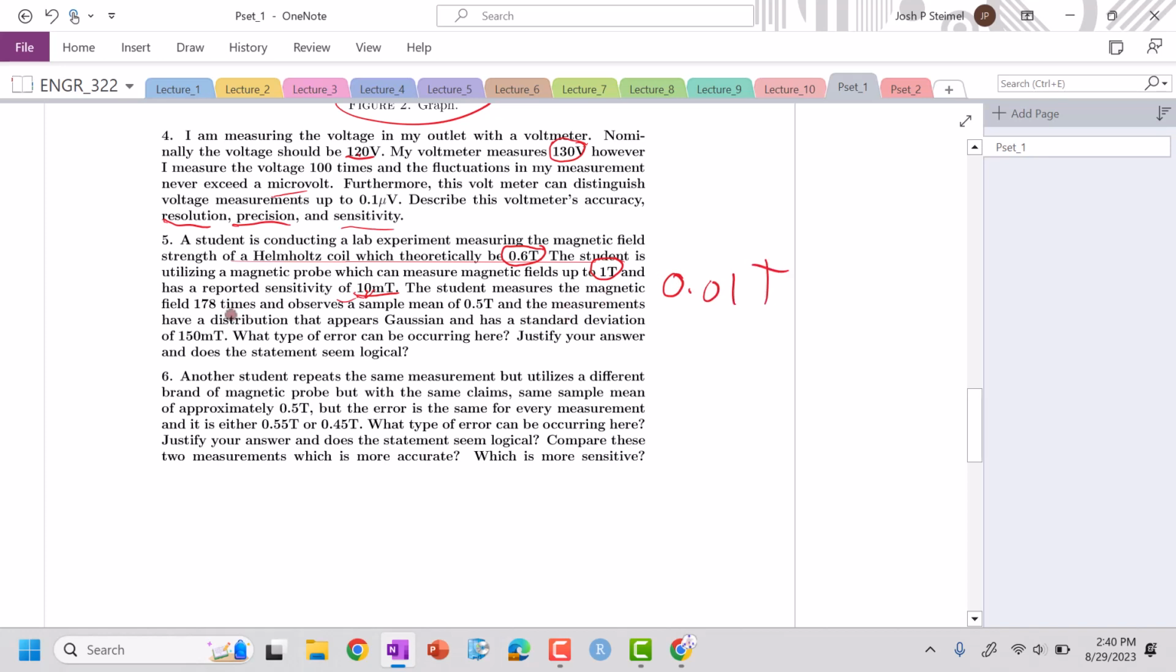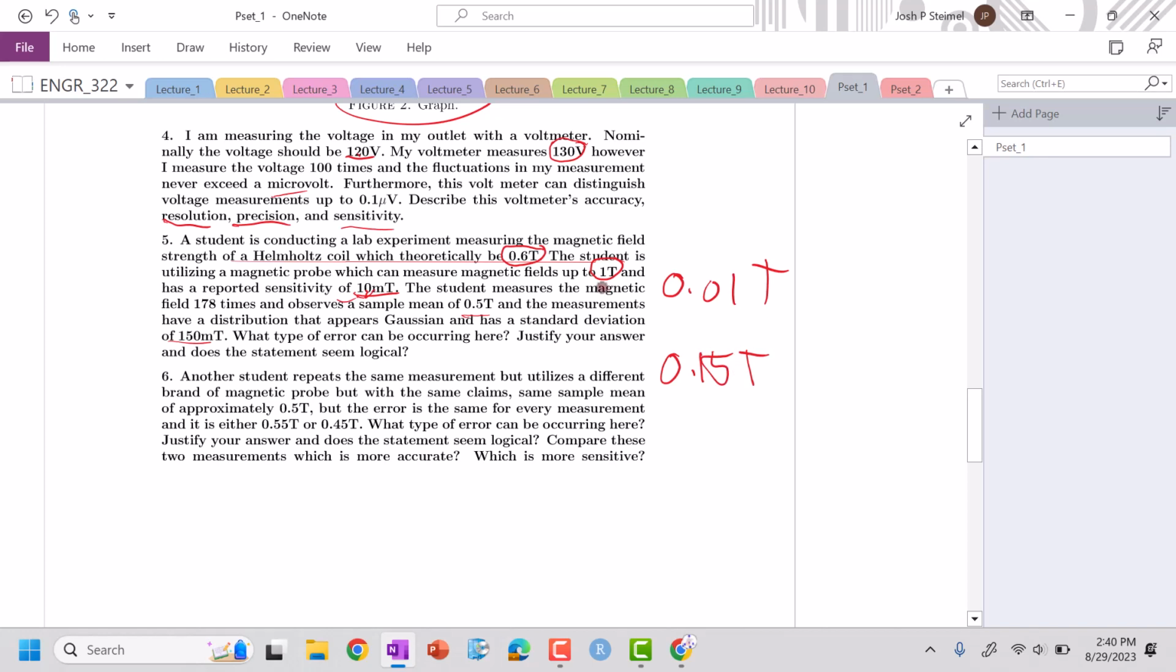The student measures the magnetic field 178 times, with a sample mean of 0.5 Tesla. The measurements have a distribution that appears Gaussian and a standard deviation of 150 millitesla, so 0.15 Tesla. What type of error can be occurring here?